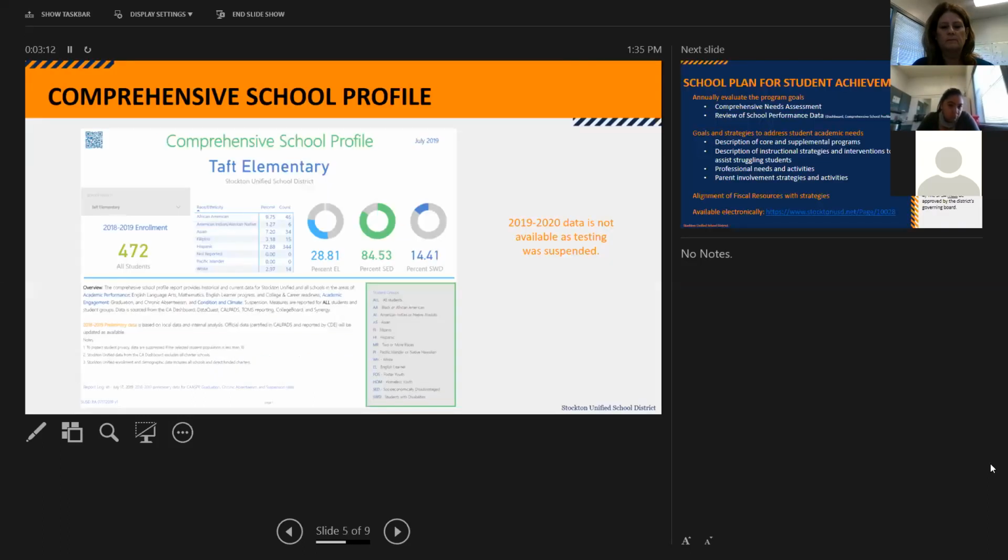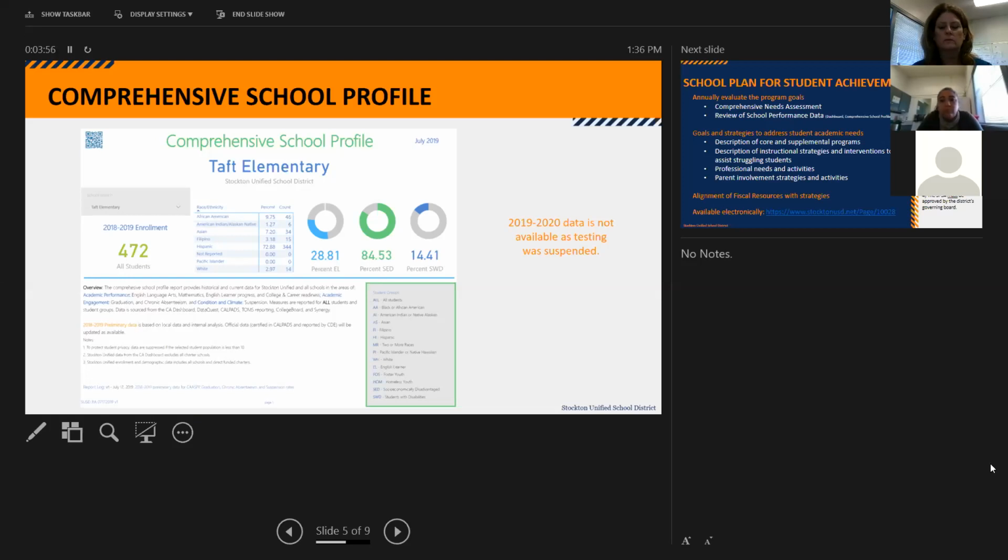Can you go to the next slide? Okay, comprehensive school profile. Every year after our statewide testing, the SBAC testing that takes place in the spring, the state puts together a dashboard, and that dashboard determines how our students did academically. You can see on this slide the percentage of students that are EL students, which are students that spoke a different language besides English when they were born, then we have 84.53% socioeconomically disadvantaged, and then we have 14.41% students with disabilities.